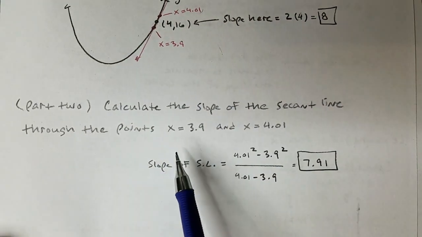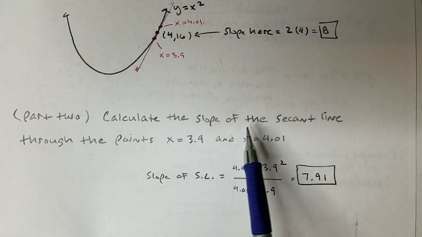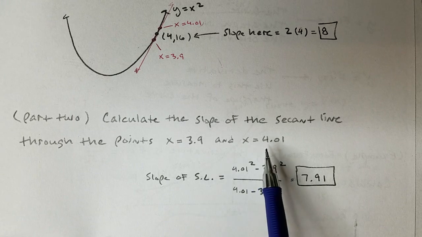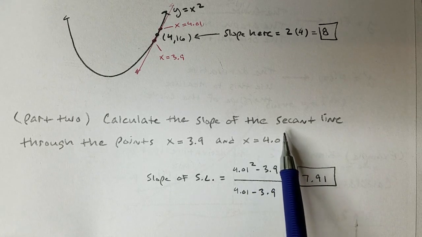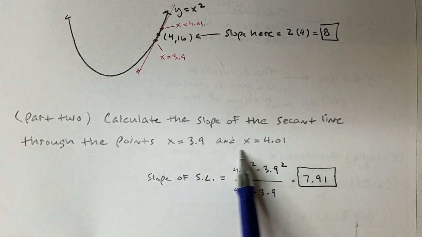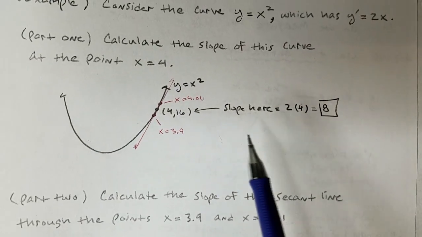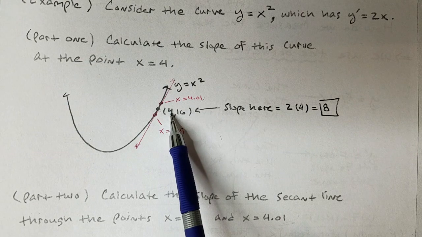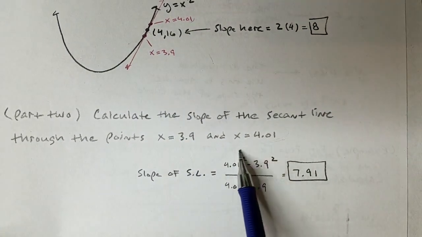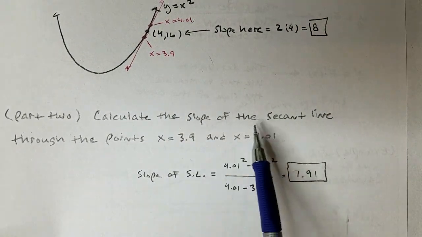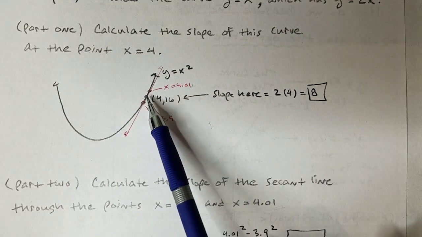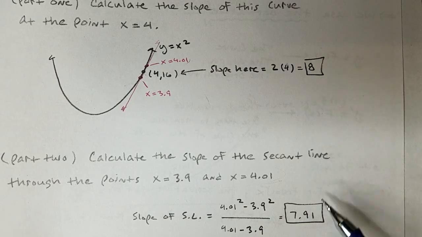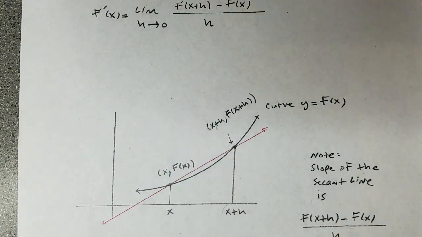Now, the next question, though, I said, well, all right, what's the slope of the secant line through the curve that goes through the points 3.9 and 4.01? Aren't those points really close to each other? And so whether I find the slope of the curve at this exact point where x is 4, or whether I find the slope of the secant line between these two points that are really close to that one, I should get about the same thing. And I did.